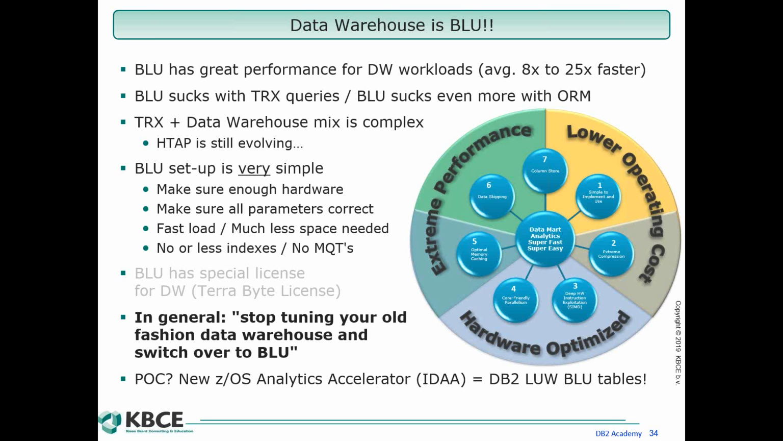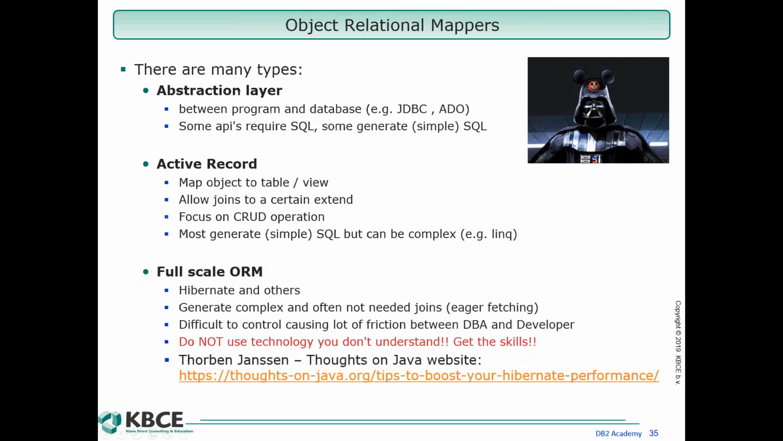The other nice thing is, but I dimmed it out a little bit, is that you can get a very special license for the blue. I dimmed it out because one, I hate talking about licenses, and two, these offerings typically go away after some while. But just, you need proof of concept. The new analytics processor for the mainframe is actually running blue tables. So there you go. If that isn't proof of concept enough, then I don't know. Okay, well, that is also a quick fix then.